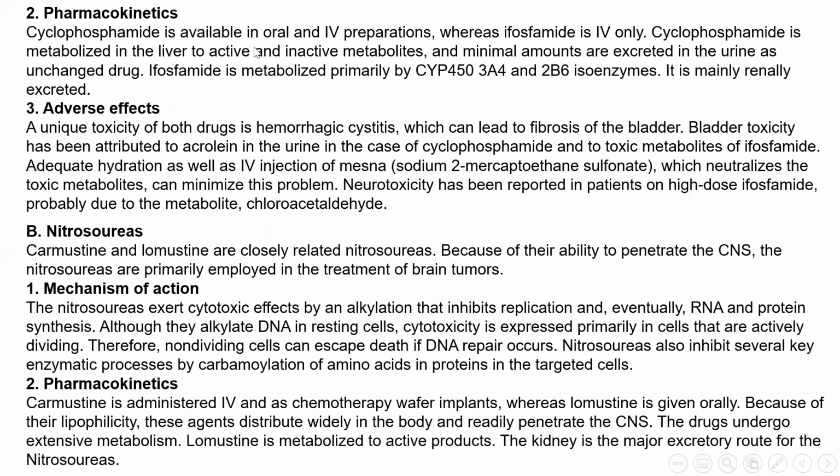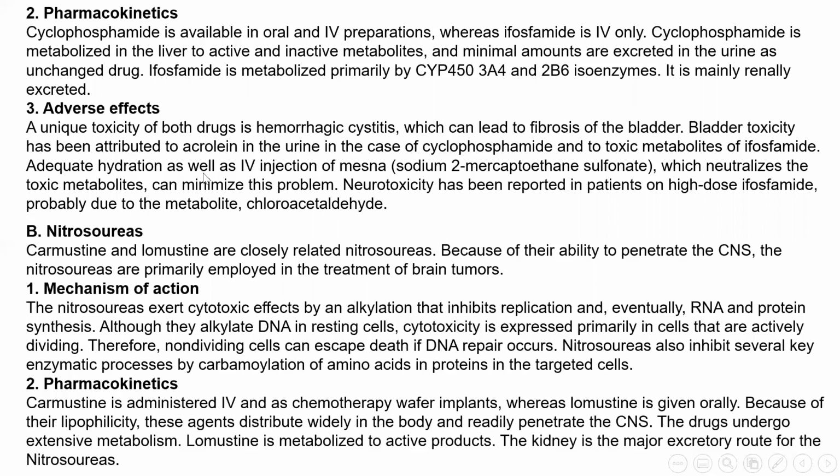Pharmacokinetics. Cyclophosphamide is available as oral or IV preparations, while ifosfamide is only available for IV administration. Cyclophosphamide is metabolized in the liver into active and inactive metabolites, and minimal amounts are excreted as the parent drug unchanged, while ifosfamide is metabolized by cytochrome P450, and it is mainly renally excreted.